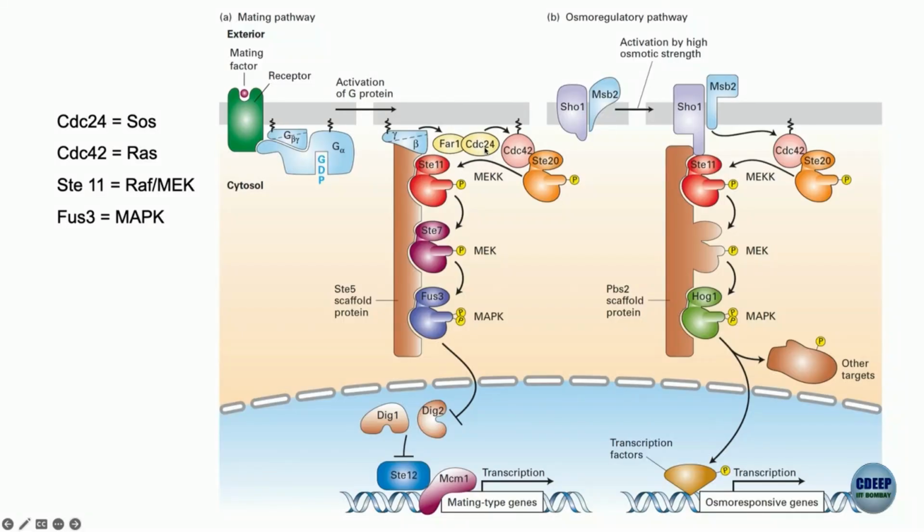What is CDC24? It is the equivalent of SOS. What is SOS? Son of Sevenless, that is your GEF, which goes and activates CDC42. What is CDC42? CDC42 is the equivalent of RAS, which is in your canonical RAS pathway in mammals. Once CDC42 gets activated, you know, when your RAS gets activated, what gets phosphorylated?